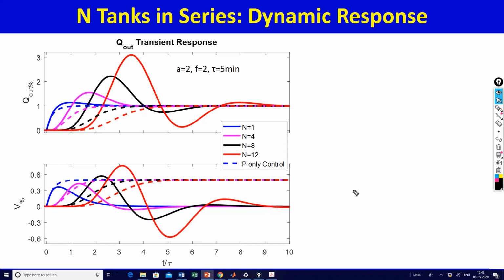What you see from the response is that if you have a P only controller, those are the dashed curves. You can see the Q out percent response, the first subplot on the top, varies very smoothly. You give a 1% change in inflow, outflow changes from 0 to 1% in a smooth, delayed exponential, and the delay is 1 second.